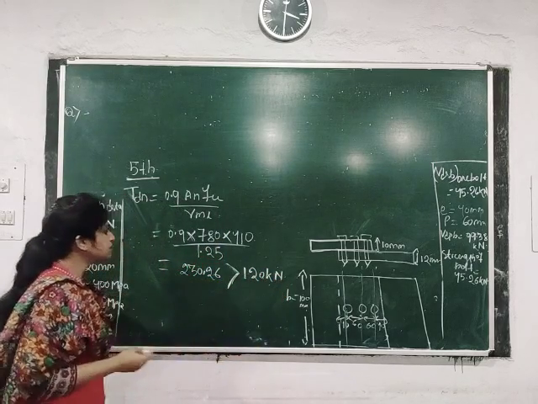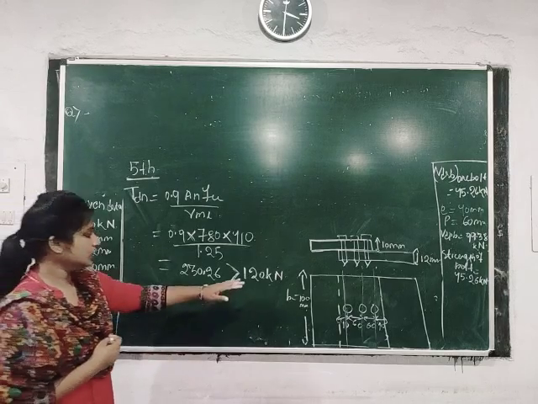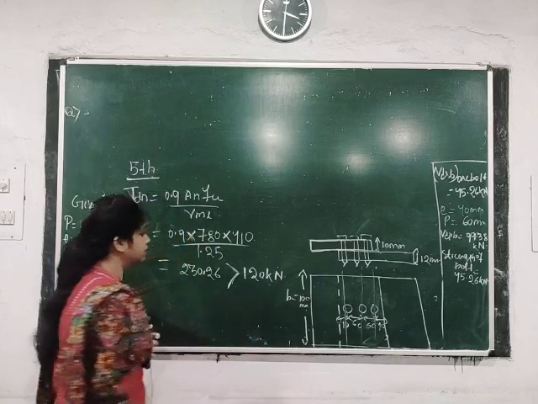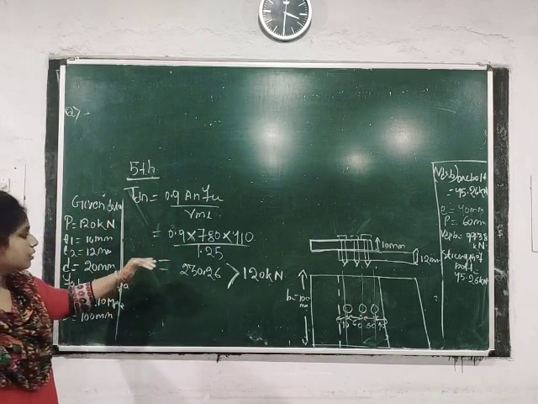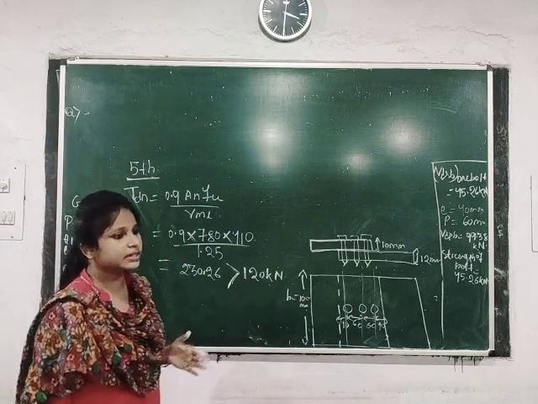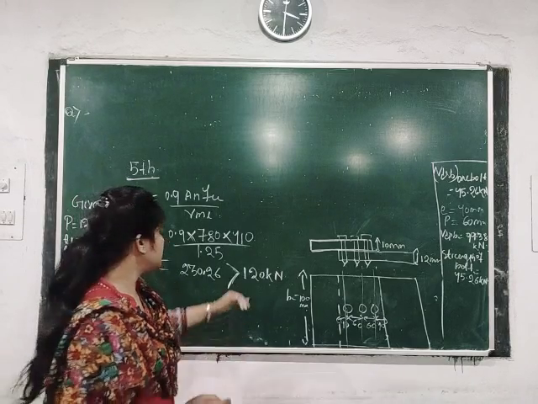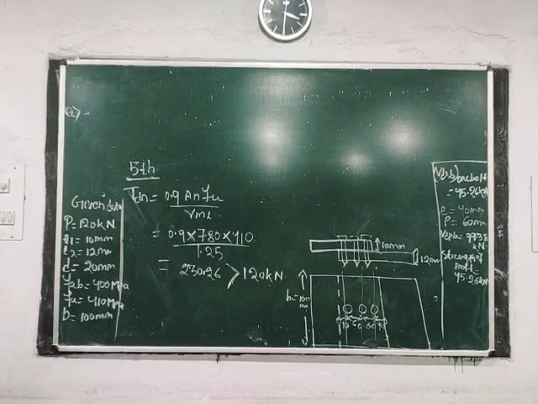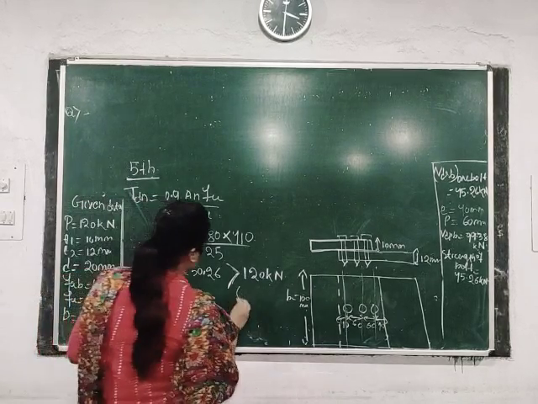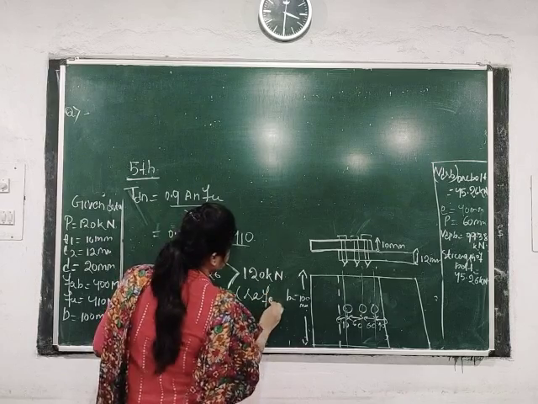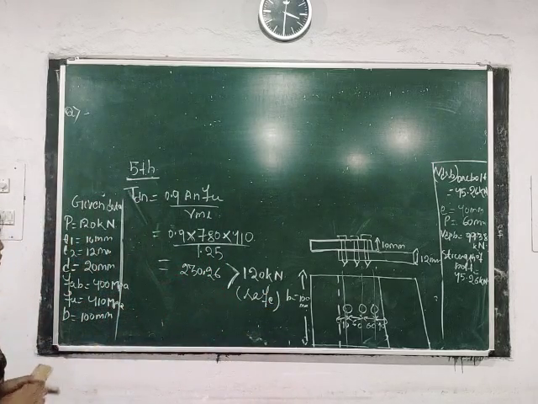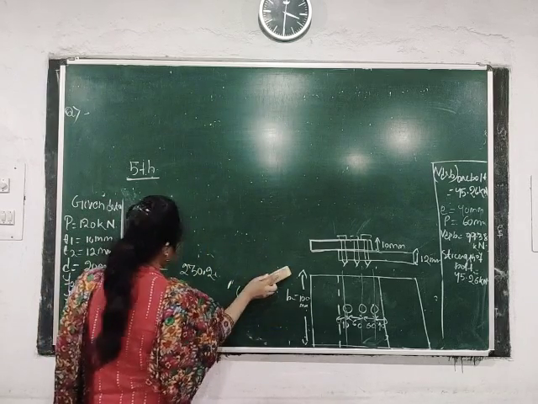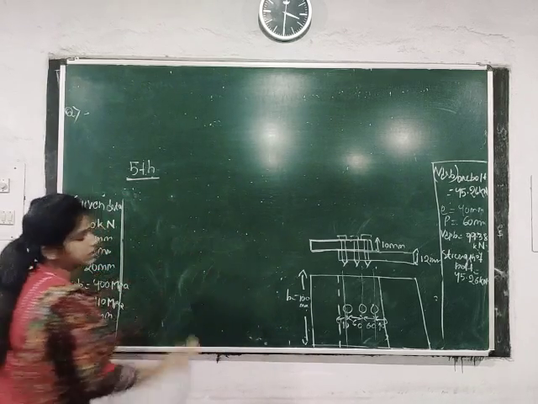Our rupture strength of plate is greater than the external applied load, that is 120 kilonewton. So, in this case our plate can easily transfer this amount of load from one member to another member. So, safe. Next, check for the strength of the joint.